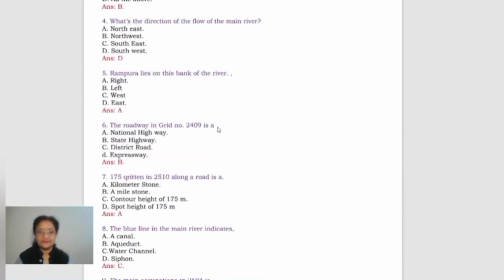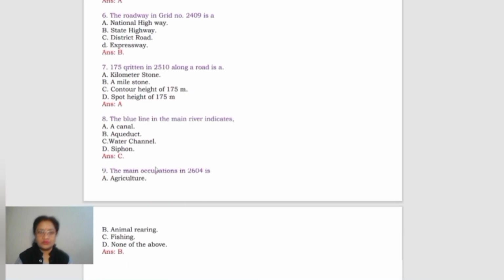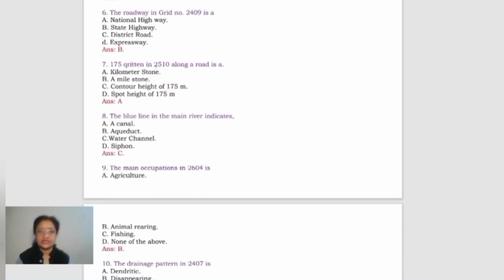Then come to next. Yes, let's see the options. National, state. Yes, state highway is the correct. B option is correct. Next, 175 written in 2510 grid square along a road is a, what is 175?